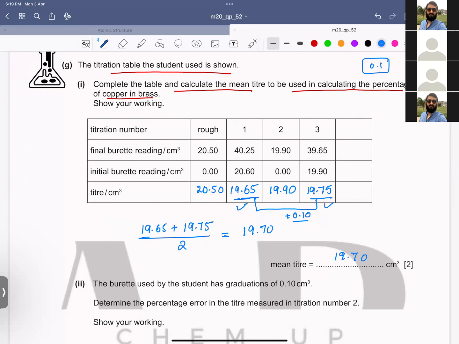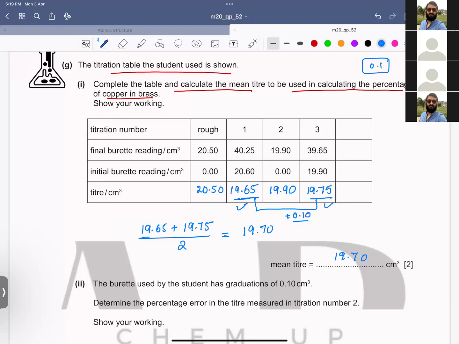So, sir, in every case, we have to choose two? Yes, you have to choose two, and those two that you are choosing must have a difference of 0.1, not bigger than that. And can it be smaller than that? Very rarely, but it can be smaller than that.